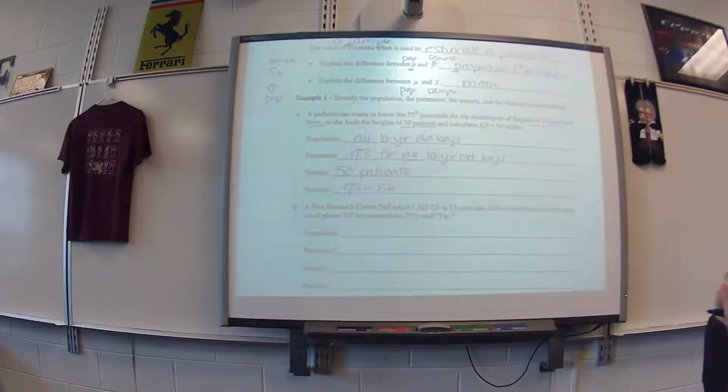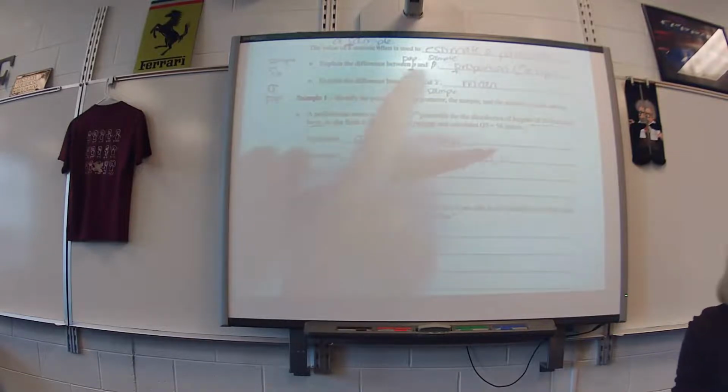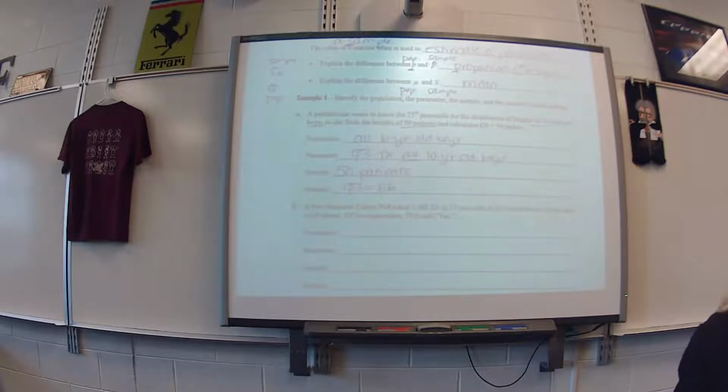And you'll notice I don't have a special symbol for that. For these, we have special symbols for population versus sample because they're so commonly used. This we don't, okay? 75th percentile for the sample, 75th percentile for the population. We just say it in words.